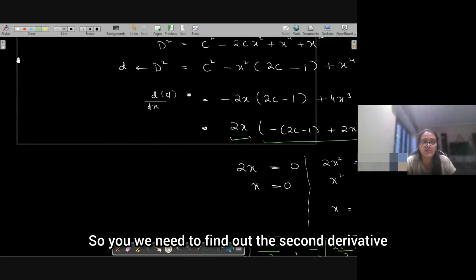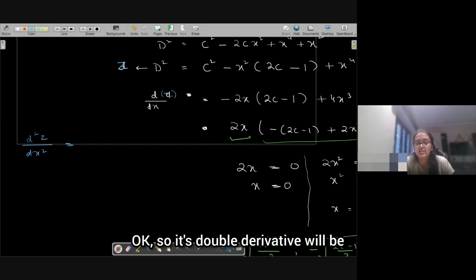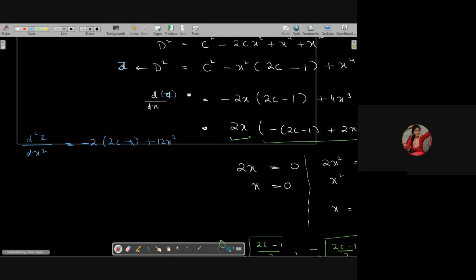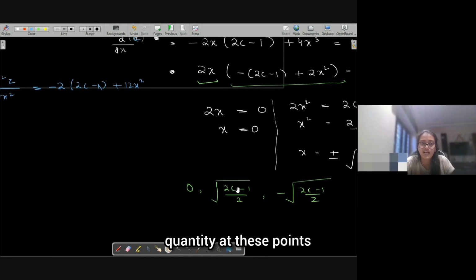So we need to find the second derivative of this quantity, d2z over dx squared. Its double derivative will be, all of the constants, negative 2 times 2c minus 1, plus 12x squared. So we need to check the sign of this quantity at these points.